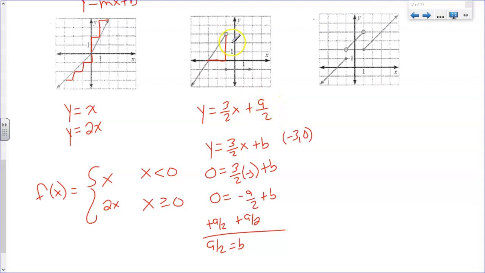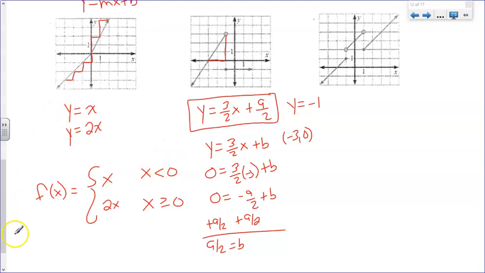Again, I'm not going to worry about my domain restrictions yet. I just want to write my function. So that's going to be the first one here. If I'm looking at this next one, that one's quite easy, right? We're at negative 1 and y equals negative 1. So my other one is y equals negative 1. Anyone have a question there?